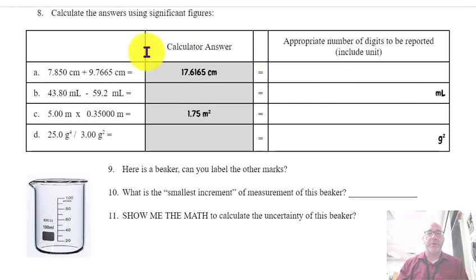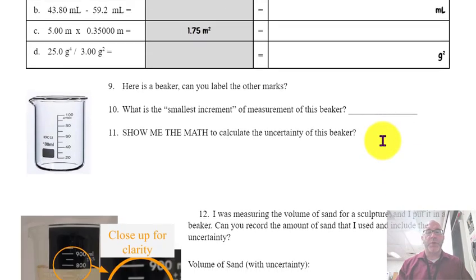Flip it over. Okay, this next section came directly from homework, and so I've done a math function here. I've actually given you the calculator answer. All you have to do is respond with the appropriate number of digits, include a unit. For the second one, I've given you the unit, but I haven't given you the calculator. Third one, I've done the math for you. You appropriate units. Fourth one, you got to do it all.